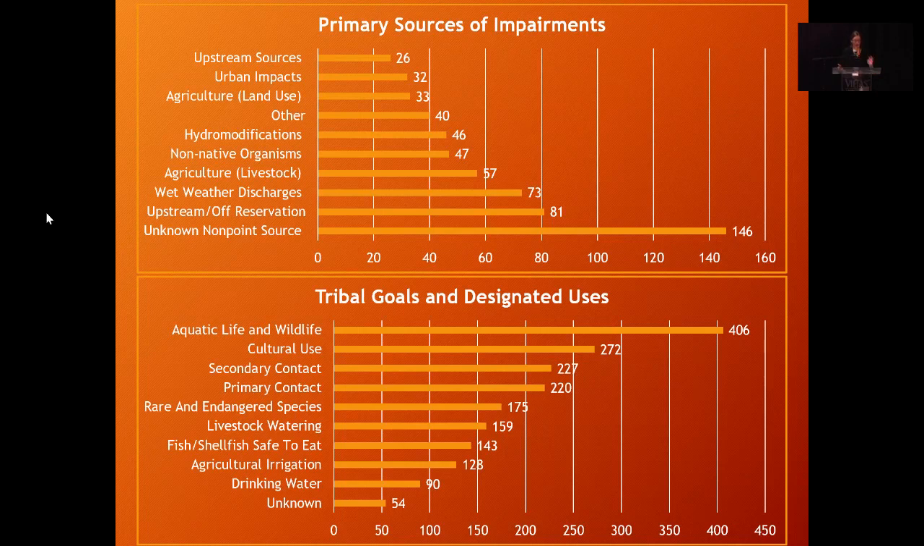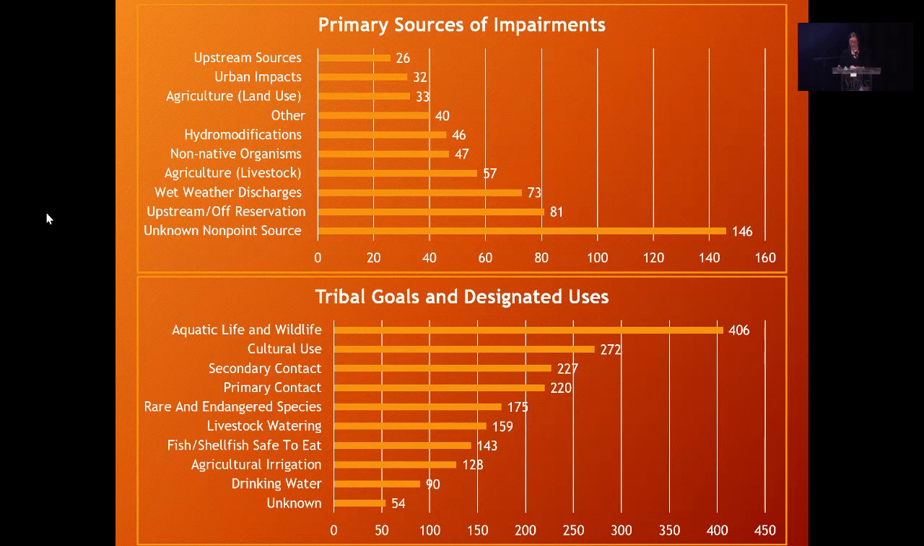And then the bottom graph talks about the most common tribal goals and designated uses. So it's not unexpected to have aquatic life as a top use for water bodies, and then also cultural use, secondary contact and primary contact. You can see why those would be important to tribes in terms of uses.